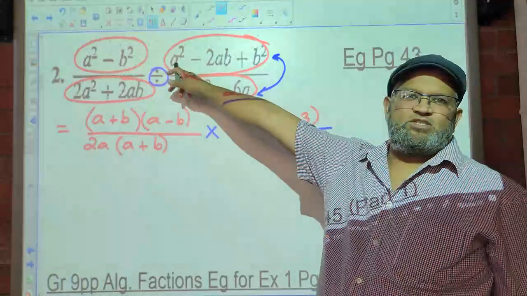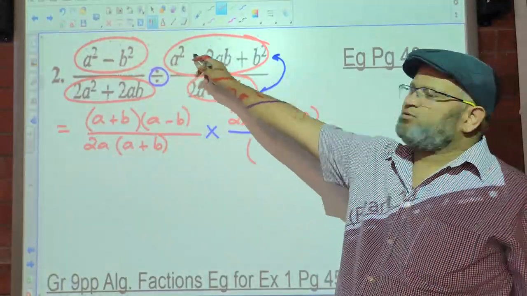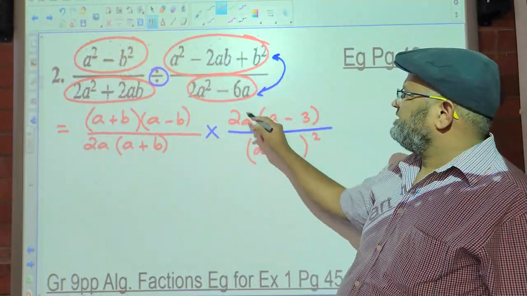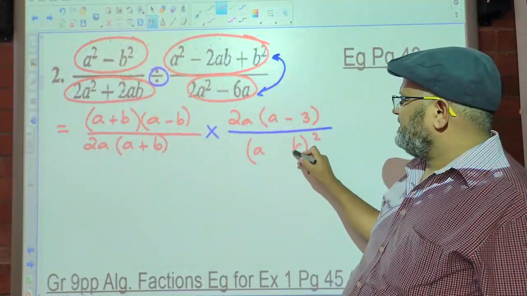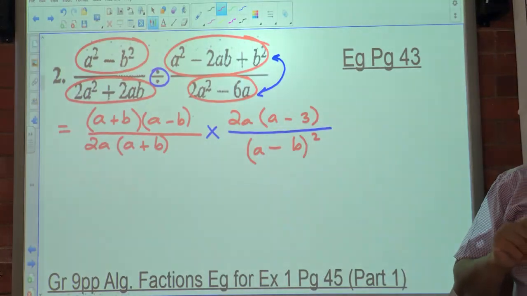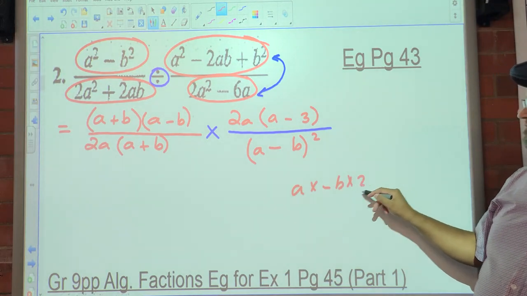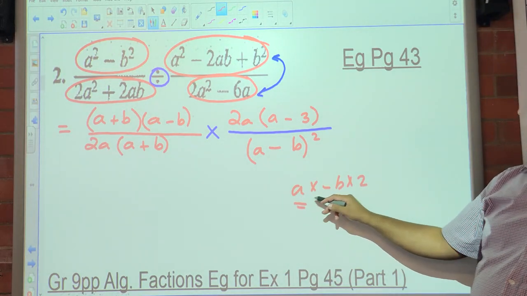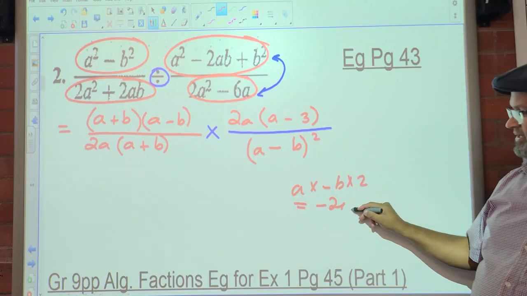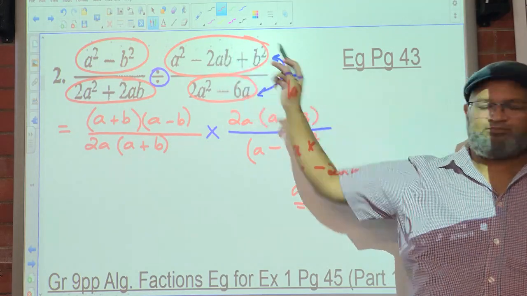Which gives us? Is the first term a perfect square? Yes. The last term? Yes. Square root of a squared? a. Square root of b squared? b, and you must go by negative. But we must test if it's correct. There's going to be first term times the second term times 2. a times negative b is negative ab times 2 is negative 2ab. Which is correct. You all agree with that?